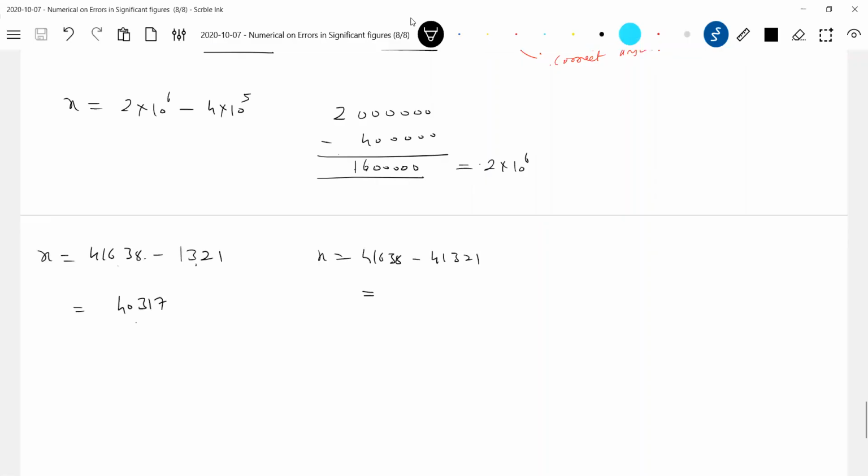41638, 41638 minus 38317. Look now, I got this one. So how many significant digits were there? 5 and 5. And finally, I got only 3. So due to subtraction, do we lose significant digits? Yes.